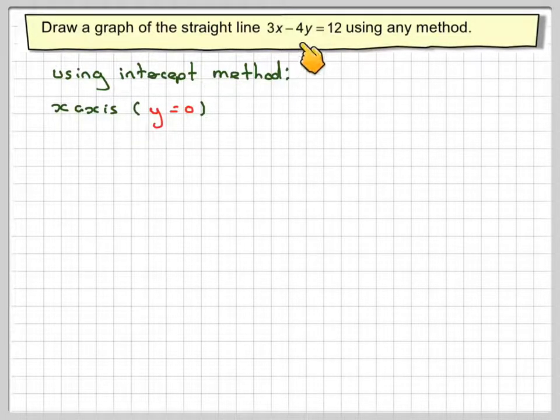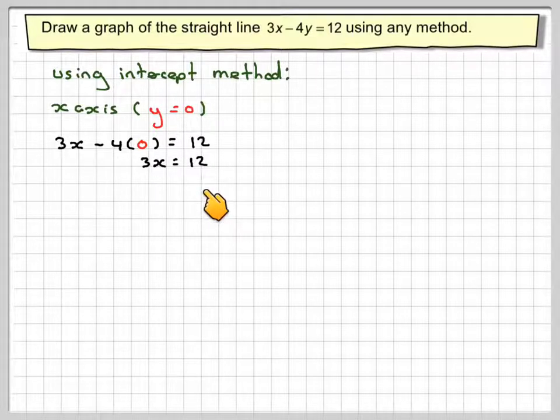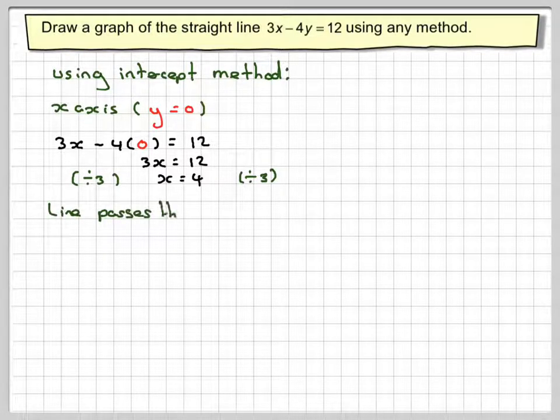So we put here y is equal to 0 and we get 3x minus 4 times 0 is equal to 12. Obviously 4 times 0 is nothing, so we end up with 3x is equal to 12. Dividing both sides by 3, we end up with x is equal to 4. That means the line will pass through the point (4, 0).